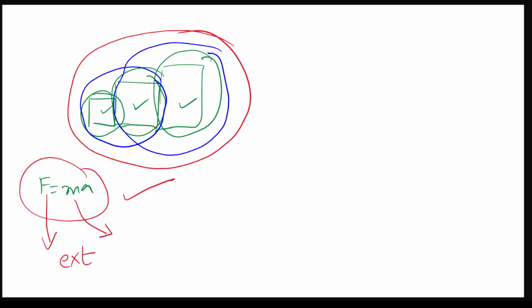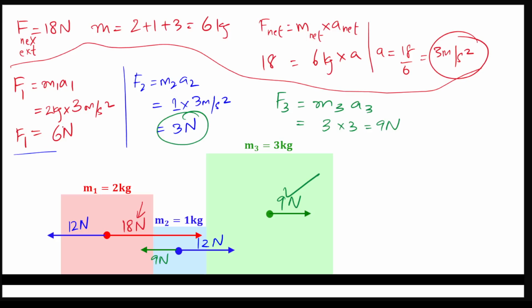So in these three examples, and especially in this example, as you can see, all three are satisfied very well, and the net is also, see, F1 is equal to m1a1, F2 equals m2a2, and F3 equal to m3a3, and the F net must also be equal to m net into a net. This is the idea.